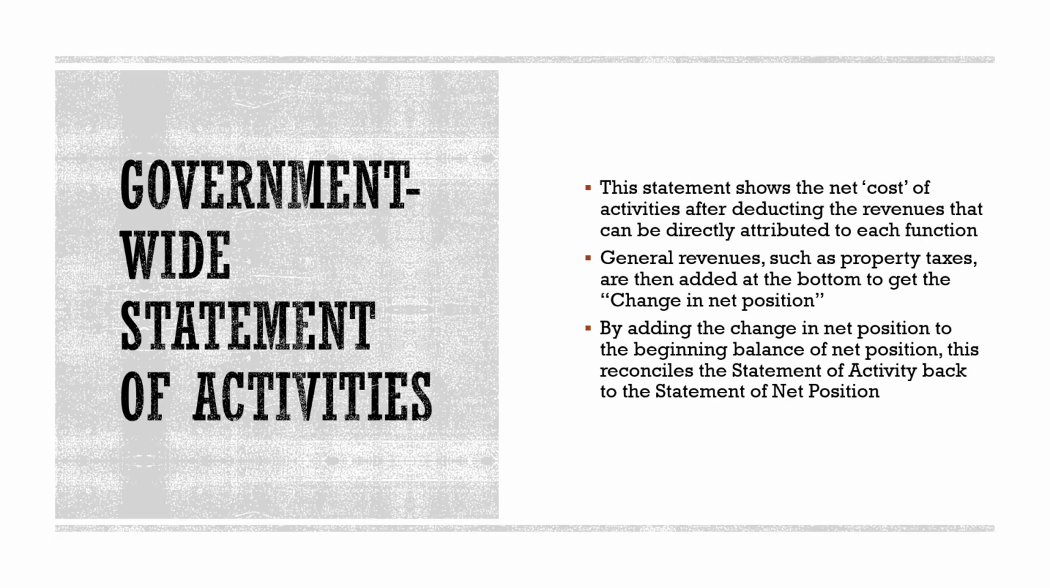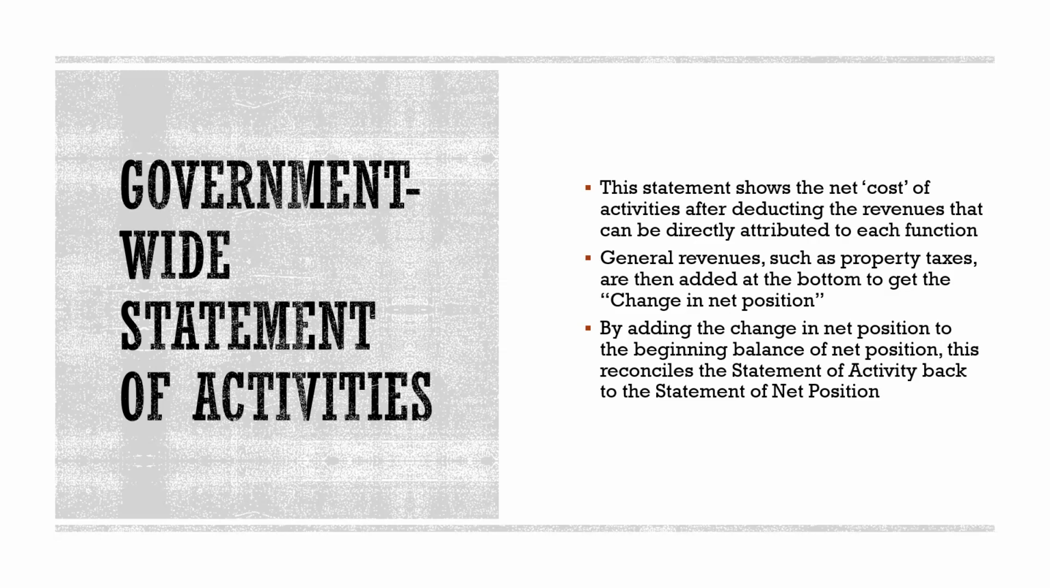Okay, so essentially, the statement of activities shows the net cost of activities. So how much did it cost for us to run this government program? How much can we attribute to each one of these programs? It's also going to show us our general revenues, like property taxes, and we add those to those costs to get our change in net position, and then we'll get an ending net position based on the addition of our change in net position to our beginning net position at the beginning of the year.